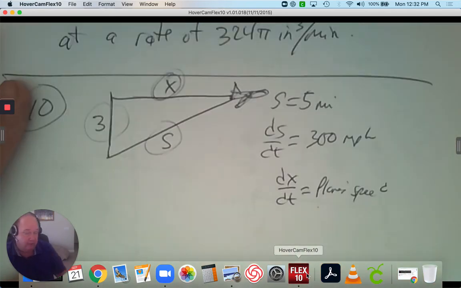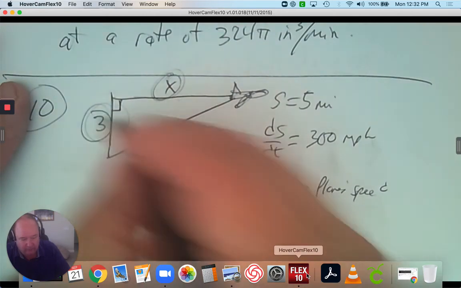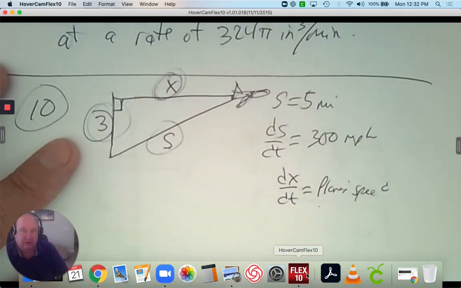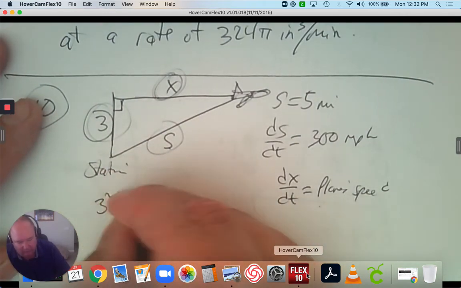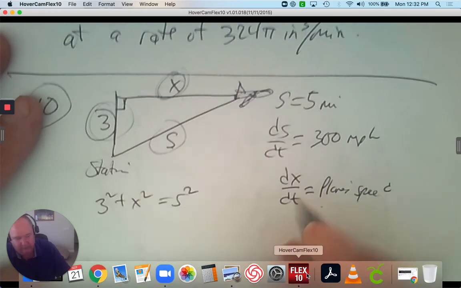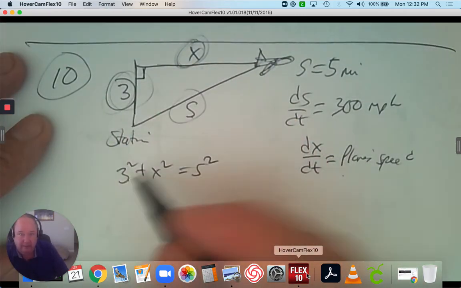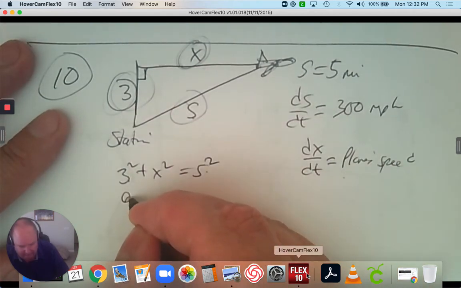If it's a constant, it can be just a number. But if it's changing over time, it needs to be a variable. So 3 is a constant. It's just flying at that one level height. But x and s are changing over time. And here's the station. So in other words, 3 squared plus x squared equals s squared.